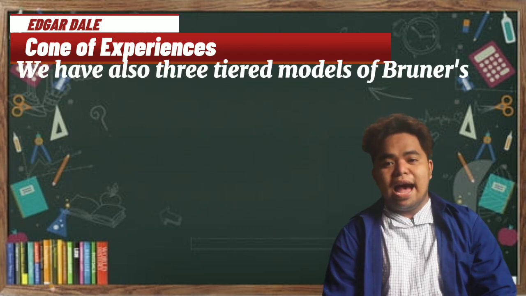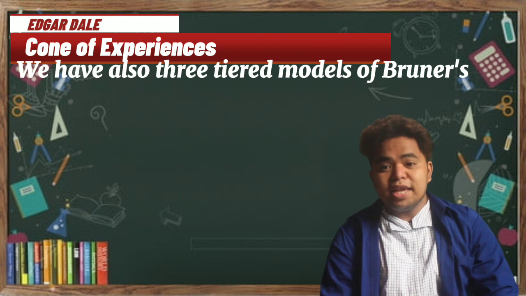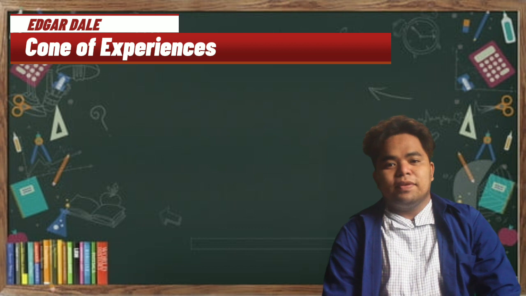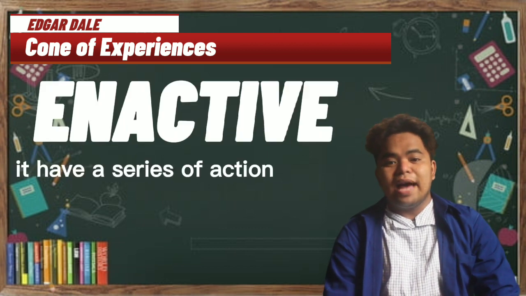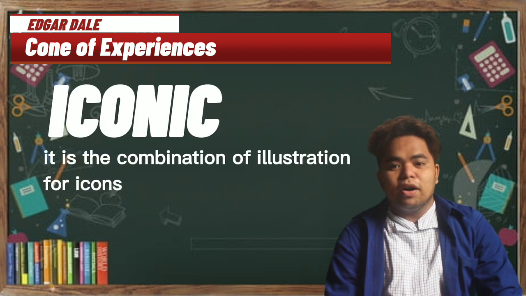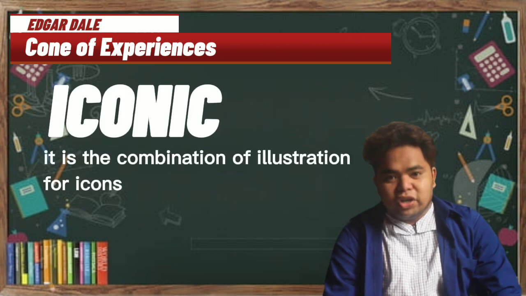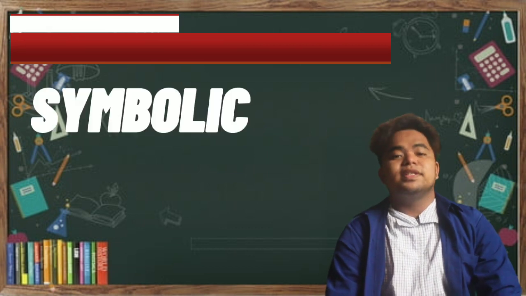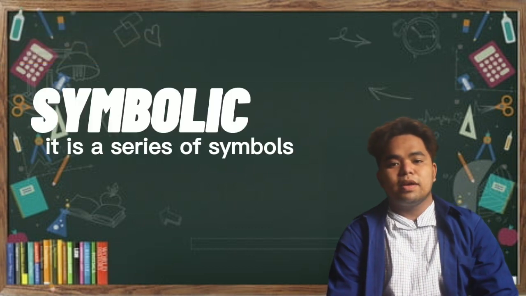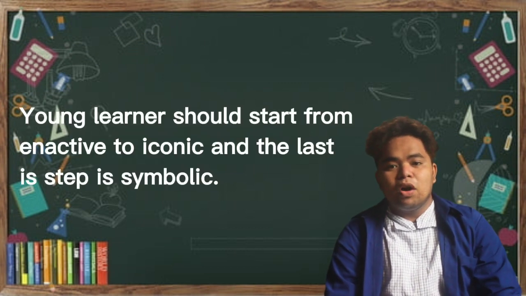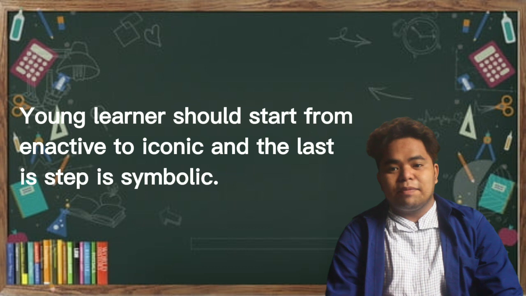We also have Bruner's three-tier model. First, the enactive. It is a series of actions. Second, iconic. It is a combination of illustrations or icons. Third is the symbolic. It is a series of symbols. Young learners should start from enactive to iconic, and the last step is symbolic.